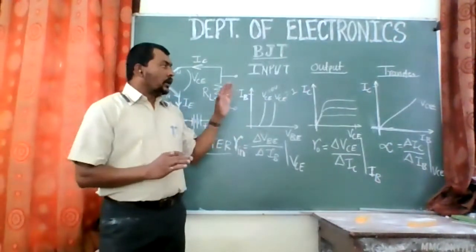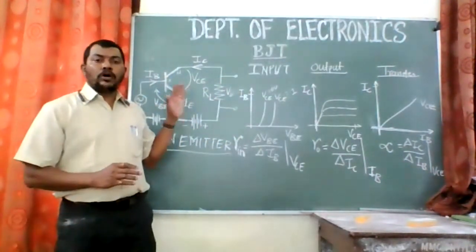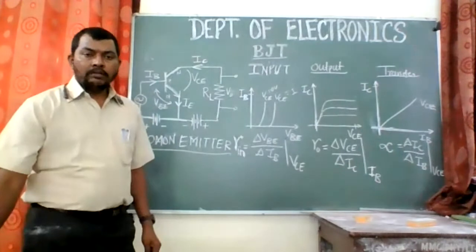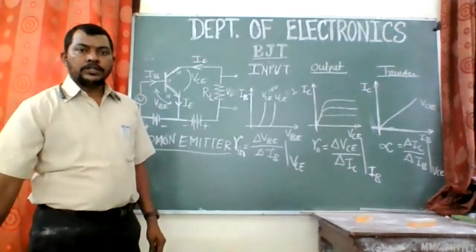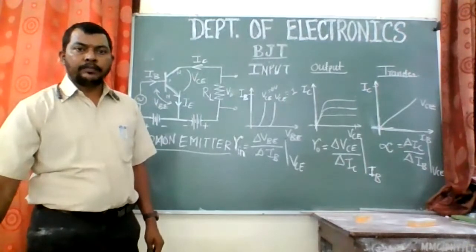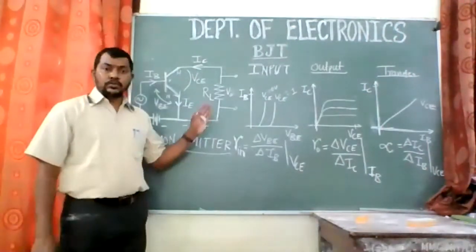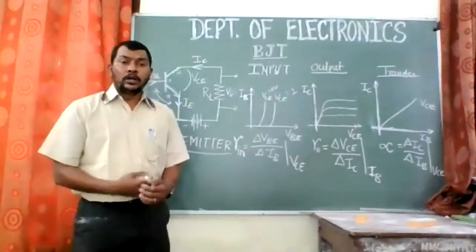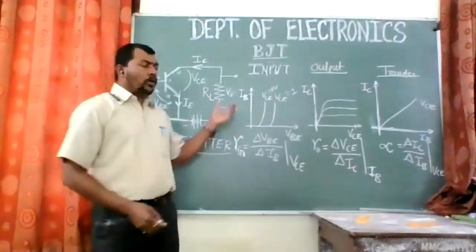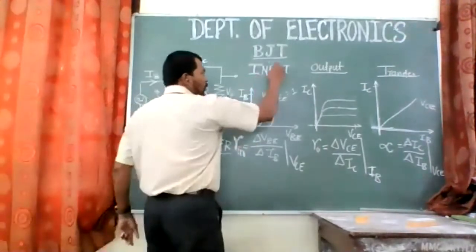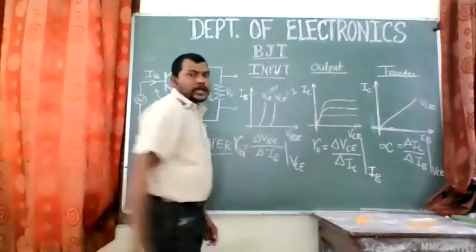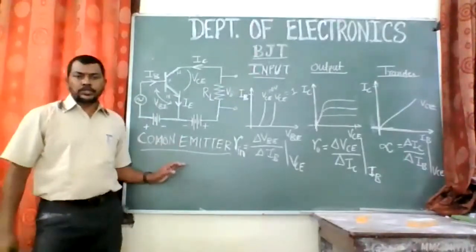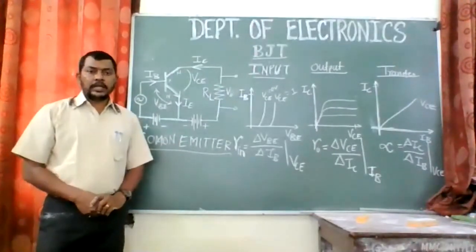I guess you have understood the concepts of the characteristics of the common emitter amplifier. If you have any questions, you can ask me. Anybody can unmute and let me know. Unfortunately, we are not able to do the practicals, but if you do the practicals, we expect that these types of graphs should come in your practicals. So we have these three characteristics of the common emitter amplifier configuration: input, output, and transfer characteristics.